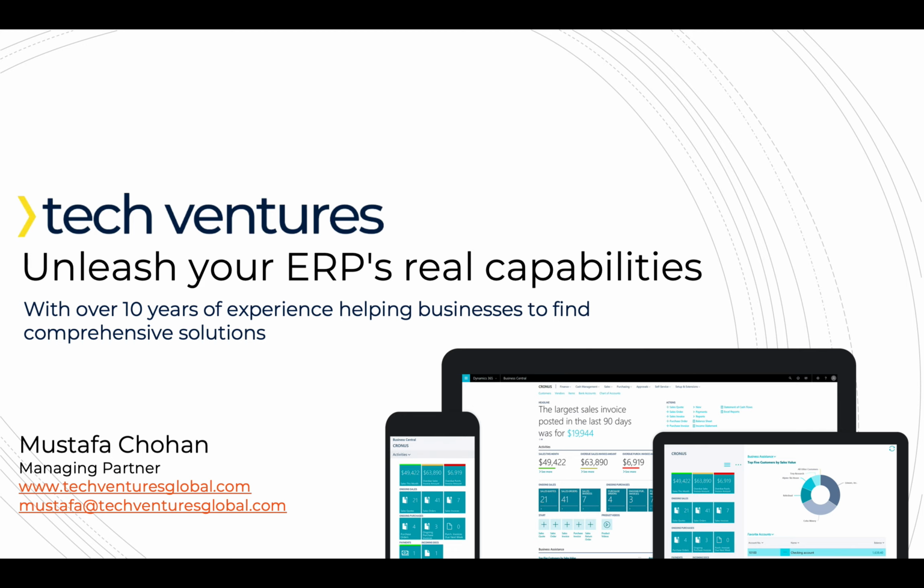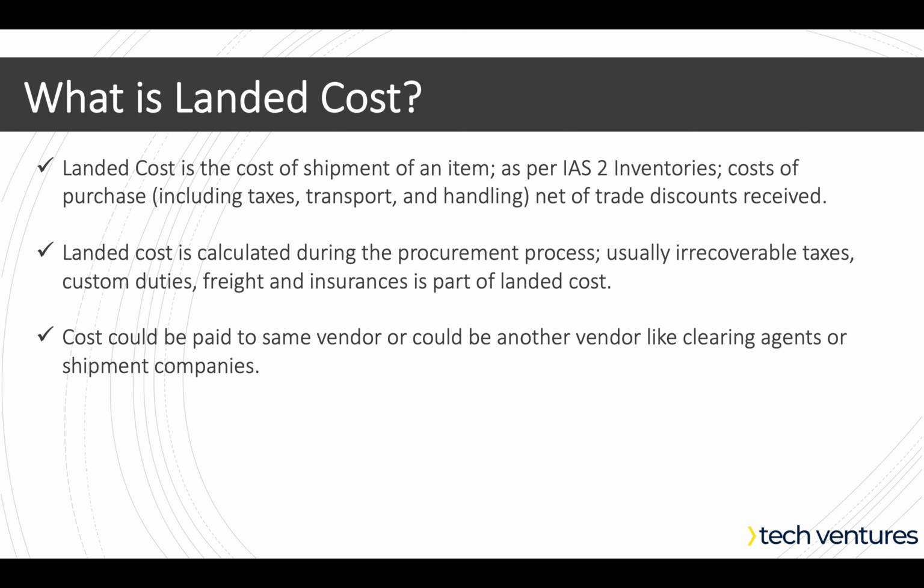So today we're going to discuss the landed cost functionality that is available in Business Central. What exactly is landed cost? It's your additional cost to bring inventories to your warehouse, including transportation, insurance, freight, maybe handling charges, sometimes taxes, custom duties, and your clearing agent fee. A lot of components are required to become part of the primary cost of an item. So the total cost is called the landed cost.